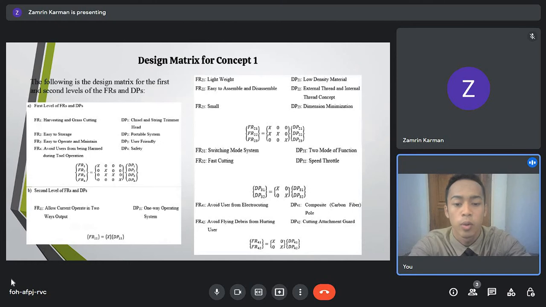For the second level of FR1 and DP1, the matrix demonstrates that the design is neither uncoupled nor decoupled for the first second level of FRs and DPs, which is regarded as a poor design. For the FR2 and DP2, the matrix relation for this subsystem reveals a decoupled design, which is regarded as a good design approach. Next, for the FR3 and DP3, the matrix relation demonstrates an uncoupled design. As a result, this concept design is thought to be a nice design. The matrix connection reveals that the idea exhibits an uncoupled design for the last second level of FRs and DPs, indicating that all functional criteria are covered by a design parameter.